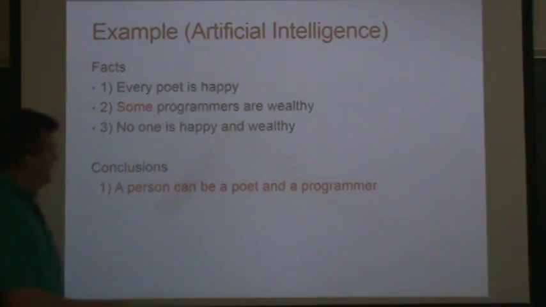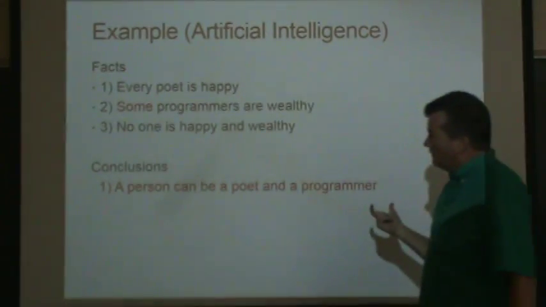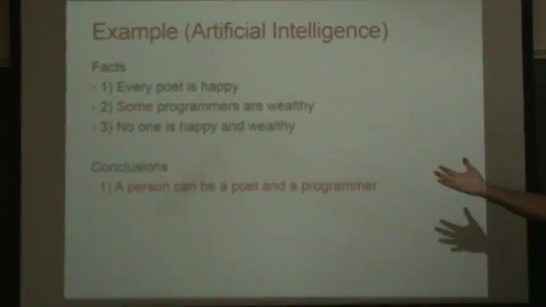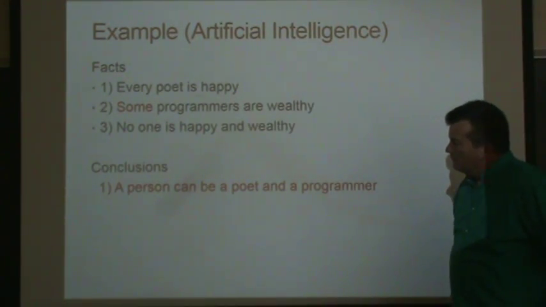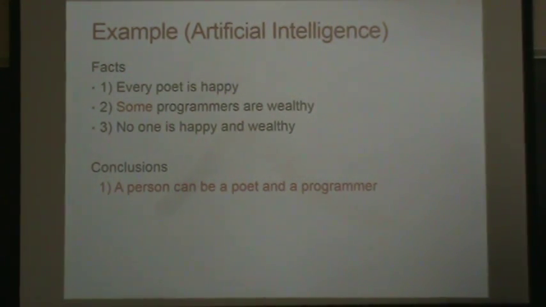So every poet is happy, some programmers are wealthy, so that means some are wealthy, maybe some are not. And then no one is happy and wealthy. So can you draw the conclusion a person can be a poet and a programmer? Is that possible? Yes. Because they could be a programmer that is not wealthy, which would allow them to be happy, which would therefore allow them to be a poet.